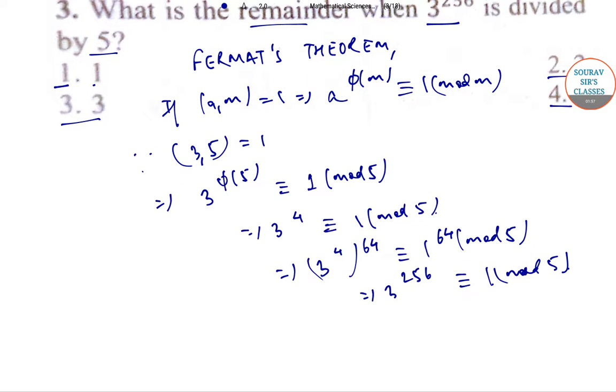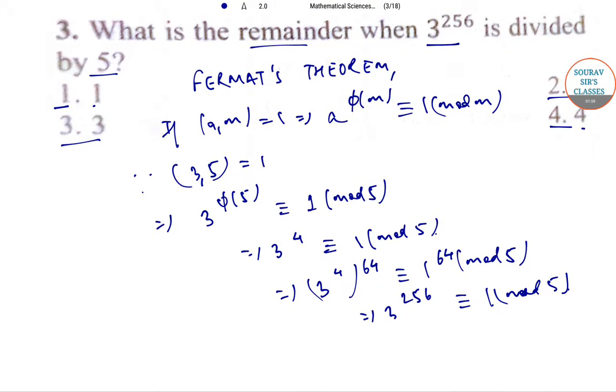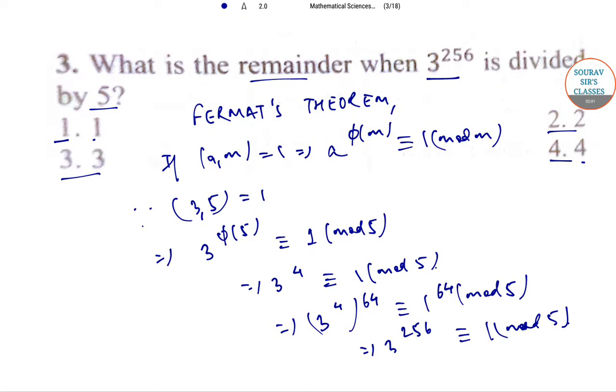Therefore, the remainder is 1 when 3 to the power 256 is divided by 5. So, option 1 gives us the correct answer.